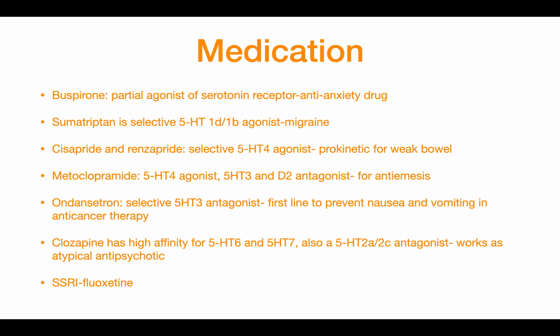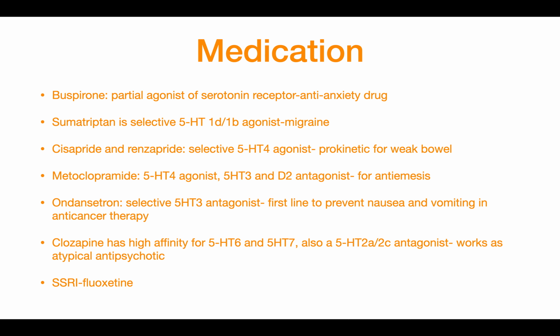And buspirone is going to be a partial agonist of serotonin receptor, and it's an anti-anxiety medication. Sumatriptan is a selective serotonin 5-HT1D or 1B agonist, and that's used to treat the migraine.